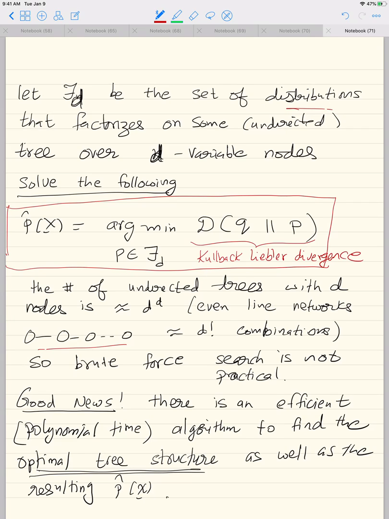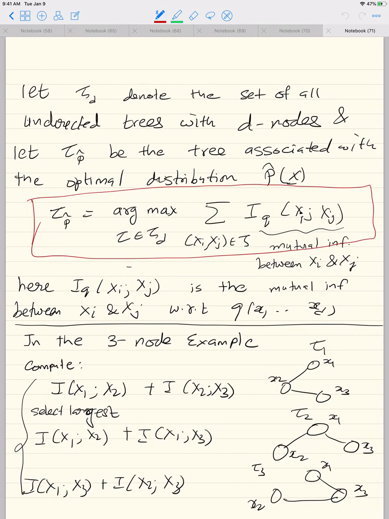The good news is that there is an efficient polynomial time algorithm to find the optimal tree structure that is part of this minimization, as well as the resulting distribution p hat of x. So if we restrict ourselves to those distributions that factorize over trees, this minimization in fact can be done efficiently in polynomial time. Of course, we cannot do a brute force search, but we will propose an algorithm that will do it efficiently. For that, we do the following.